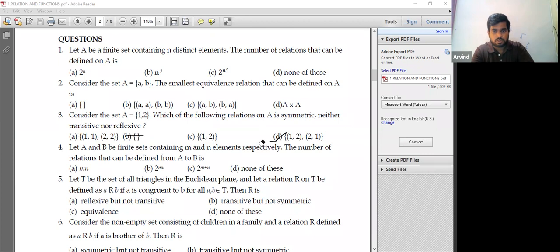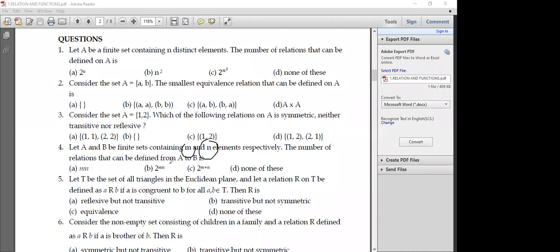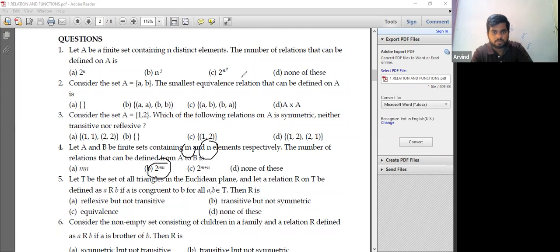So let's focus on the next one. Let A and B be finite sets containing M and N elements respectively. Then the number of relations, this we already discussed in the first question. What is the number of relations? Set A has M elements, set B has N elements. Therefore the number of relations is 2 to the power of m into n. Option B is the correct one. Okay.